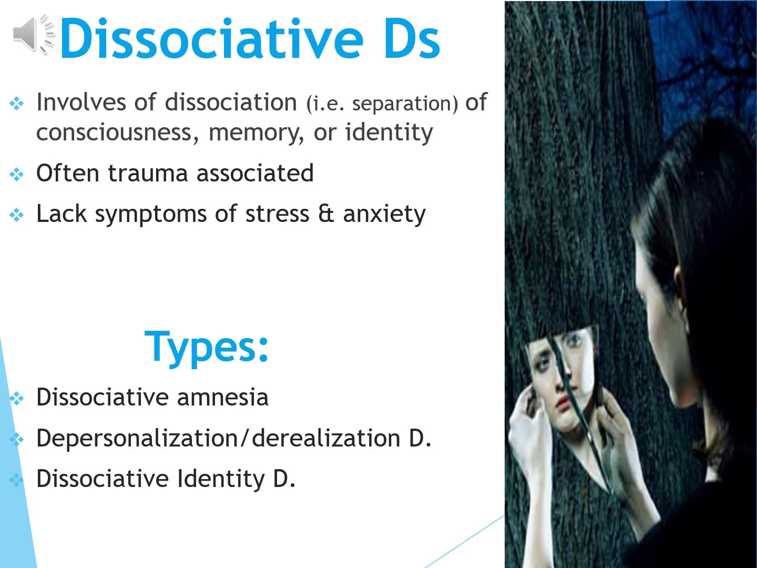Now let's turn our focus to the second component of this chapter, the dissociative disorders. They all involve dissociation, in other words, a separation of normal cognitive functioning. So it could be consciousness, it could be a memory, and or identity. They're often trauma associated, hence their inclusion in this particular chapter. The person with these disorders often lacks symptoms of stress and anxiety. We'll consider 3 main types of disorder: dissociative amnesia, depersonalization and the related derealization disorder, and the famous one, dissociative identity disorder.